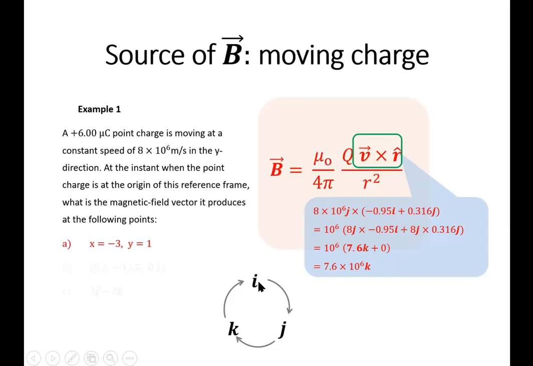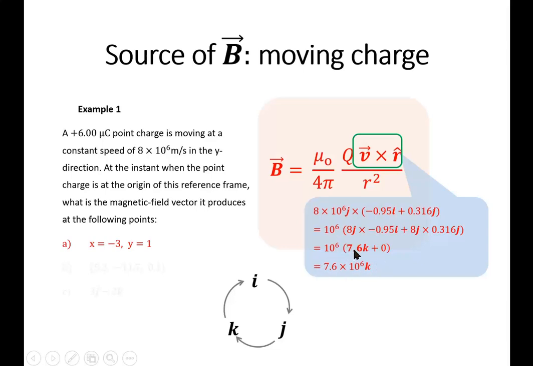If we cross a unit vector by itself, like J cross J here, we get 0. J cross J gives us 0. I cross I gives us 0. K cross K gives us 0. So here is the case. 8J cross 0.316J. JJ, if we cross it, we get 0. So that's it. All that we've done, our result will end up being 7.6 times 10 to the power 6 K.